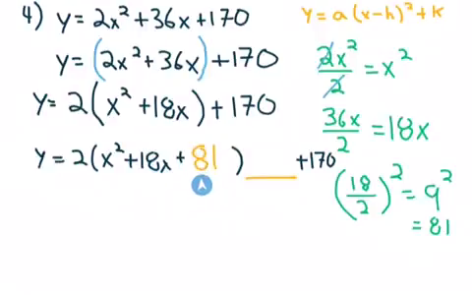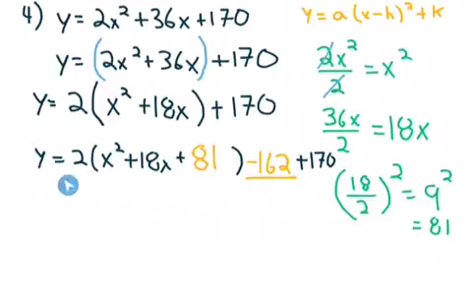You're actually adding 81 times 2, which is 162. So we don't need to just subtract 81 here. We actually need to subtract 162 to make sure that this stays a balanced equation. Now that's kind of tricky.